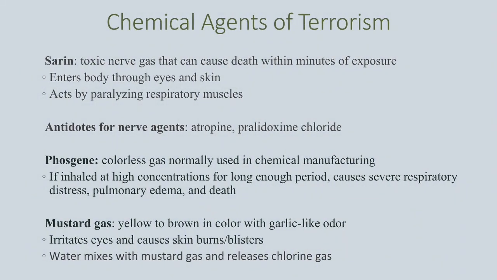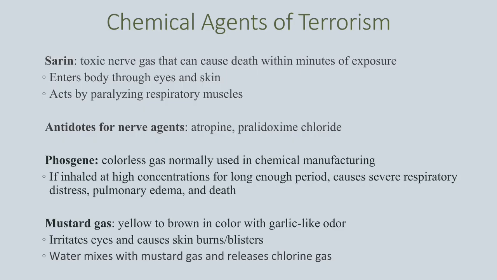Different chemical agents of terrorism. There's sarin, which is a toxic nerve gas that can cause death within minutes of exposure. It enters the body through the eyes and the skin, and it acts by paralyzing the respiratory muscles. So antidotes for nerve agents are atropine.